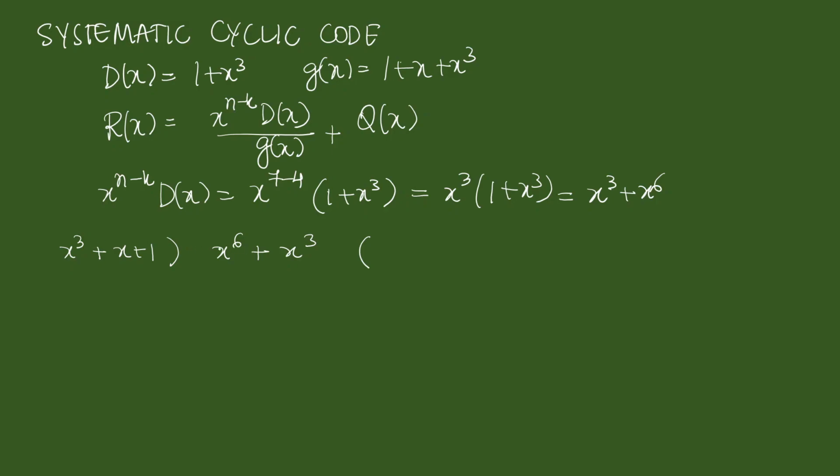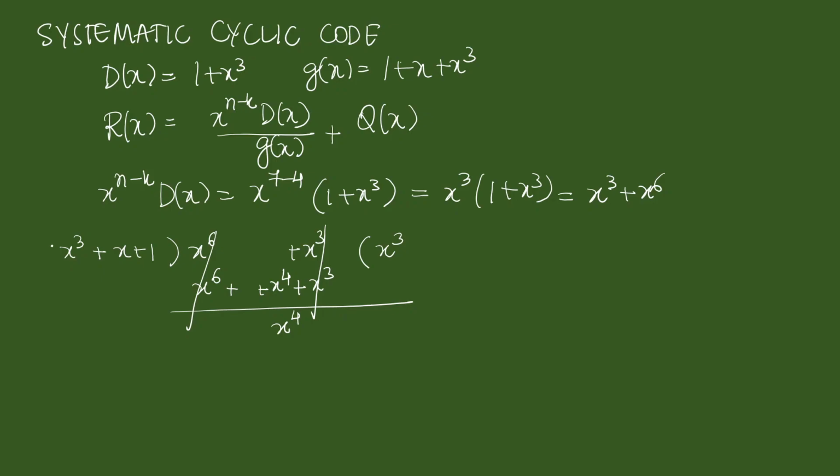In order to get x power 6, I need to multiply this polynomial with x raised to 3. Multiplying this, you obtain x raised to 6. Let me write it in a proper position. Multiplication with the second term gives x power 4, and then you are left with x power 3. Do the subtraction, so this gets cancelled, this gets cancelled. You are left with x raised to 4 as a remainder, and this power of x is still greater than the highest power of the generator polynomial, so it is still divisible.